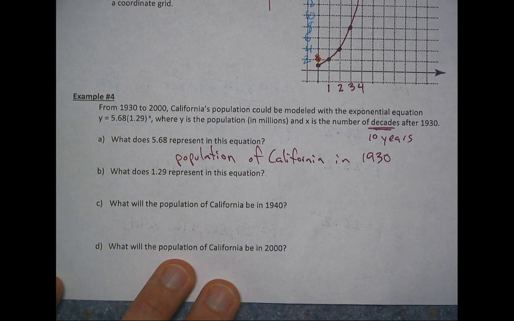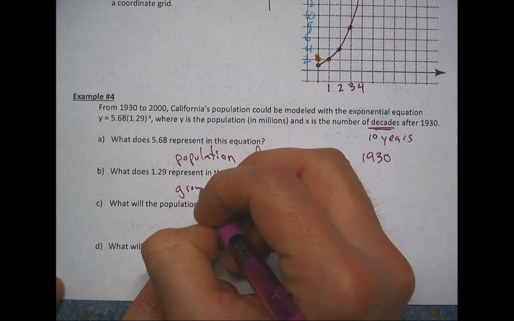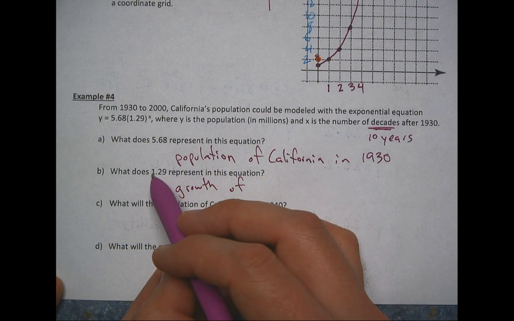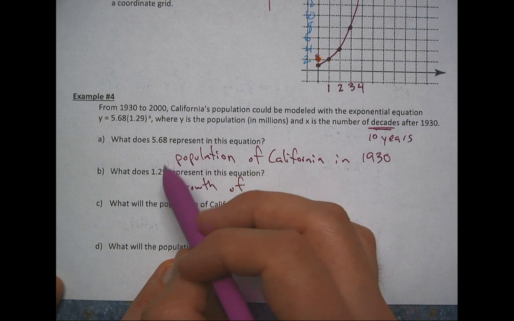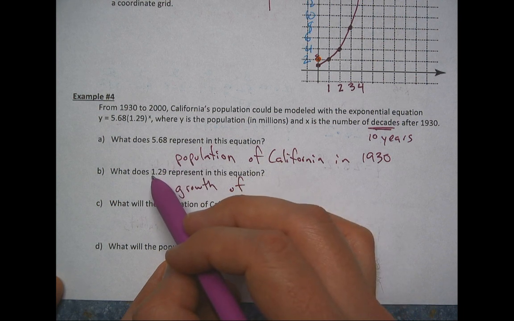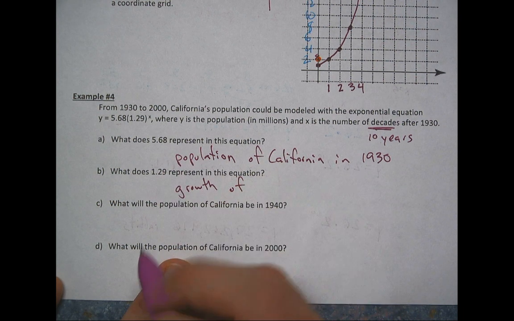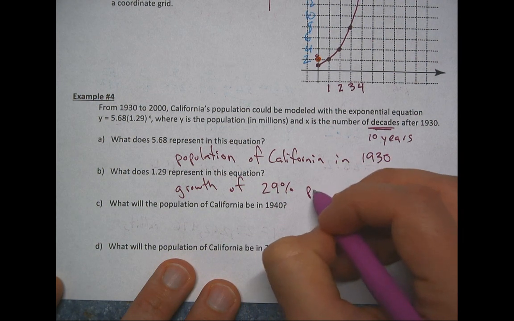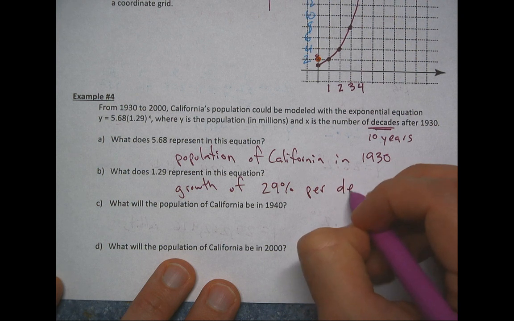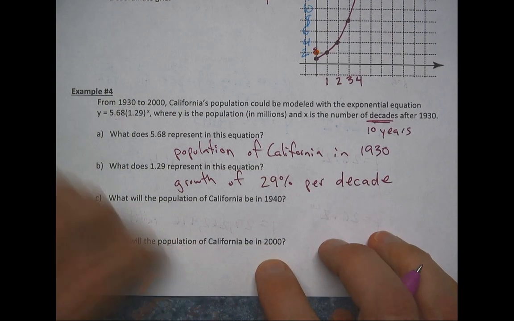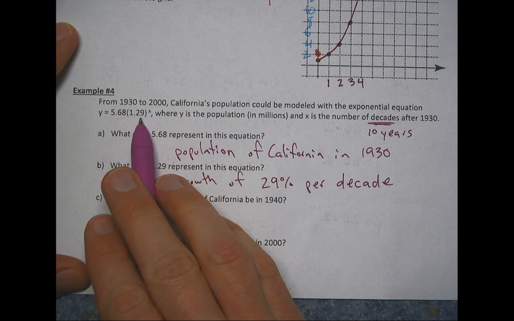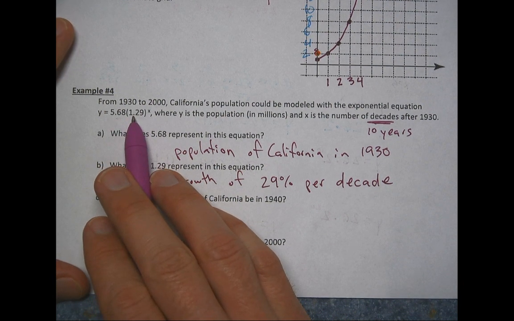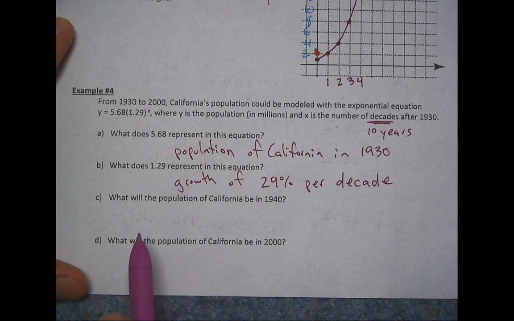1.29 is your growth factor. So it's always going to have that 1 there unless it's growing even bigger than 200% or 300%. So that's 129%. So it's growth of 29% per, not per year, but per decade. Okay, so it's growing by 29%. It's getting 29% bigger. It's going to be 129% of what it was every single decade.